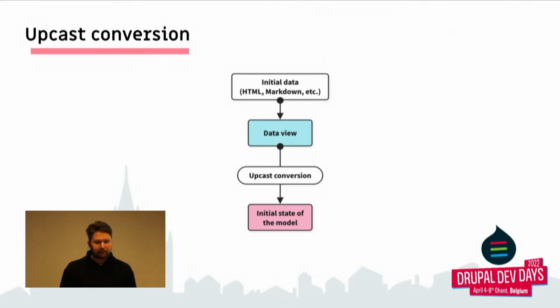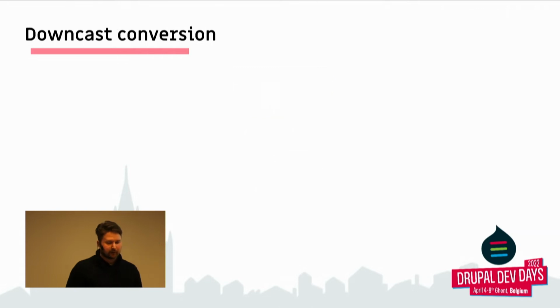Then with the help of the Upcast converters, the model is created as a result. Once that is done, the model becomes the editor state. The model is basically the single source of truth for the editor state, and the temporary data view that was created as part of this Upcast conversion is now discarded. That happens every time any data is being loaded to the editor. That could be, for example, when you paste content into the editor, or when you just load the page with some text area that contains some data. So this process is called the Upcast conversion.